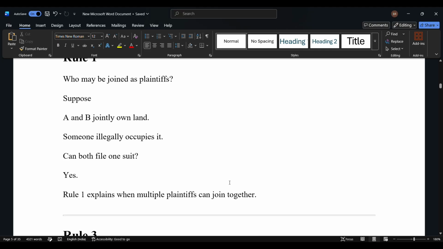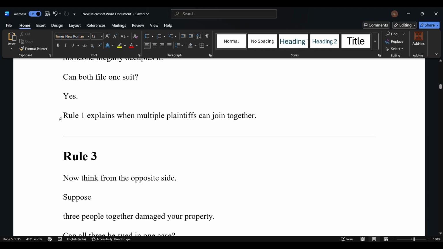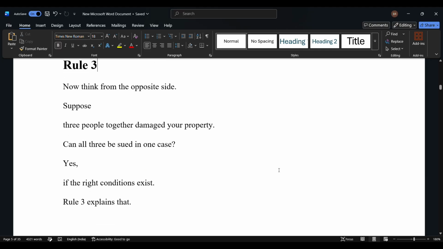Suppose A and B jointly own land. Someone illegally occupies it. Can both file one suit? Yes. Rule 1 explains when multiple plaintiffs can join together. Rule 3. Now think from the opposite side. Suppose 3 people together damaged your property.